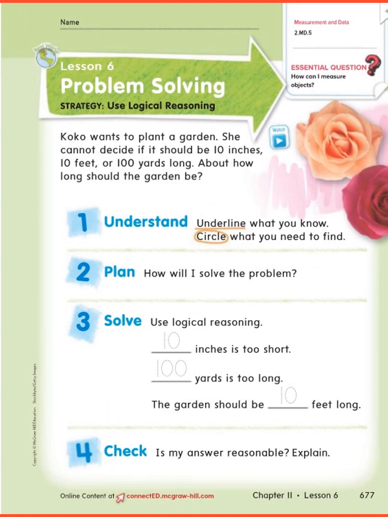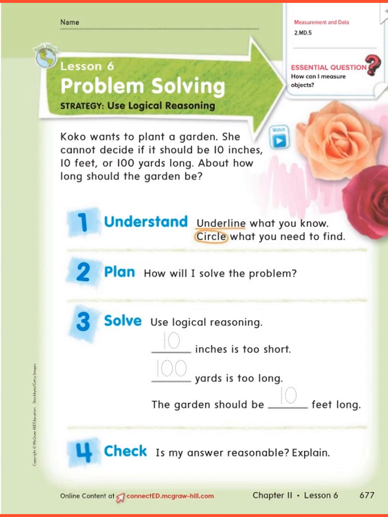Okay, so it says here at the top, Coco wants to plant a garden. She cannot decide if it should be 10 inches, 10 feet, or 100 yards long. About how long should the garden be? Well, we know that step one is we have to underline and circle, right? Underline what you know, circle what you need to find. Our old song. Number two, plan. How will I solve the problem? Three, use logical reasoning. It means think about it.